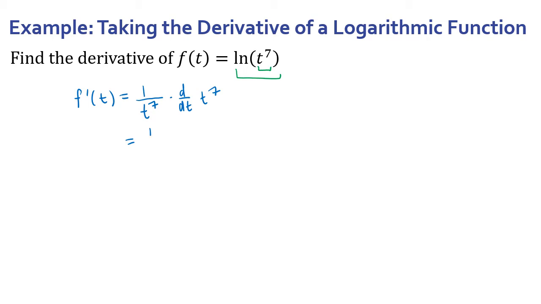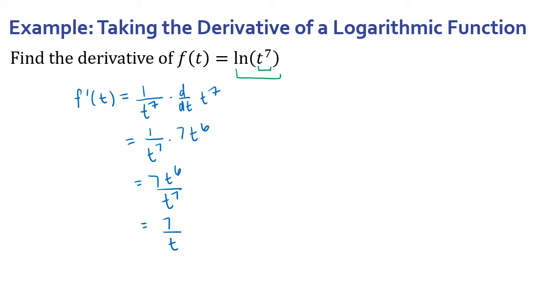That's going to give me 1 over t to the 7th times 7 t to the 6th power, which is going to end up simplifying. We get 7 t to the 6th over t to the 7th, and then I can use those properties of exponents, and that's going to simplify down to 7 over t.